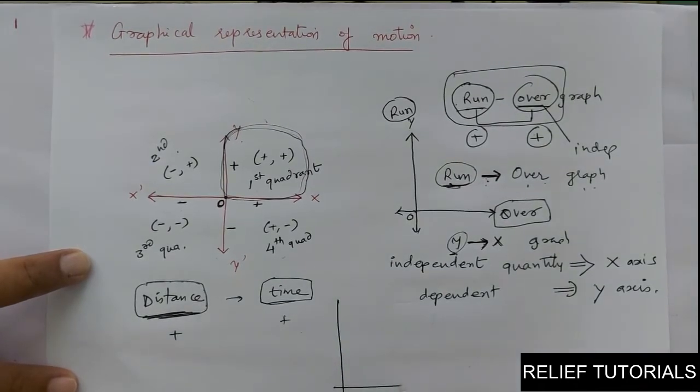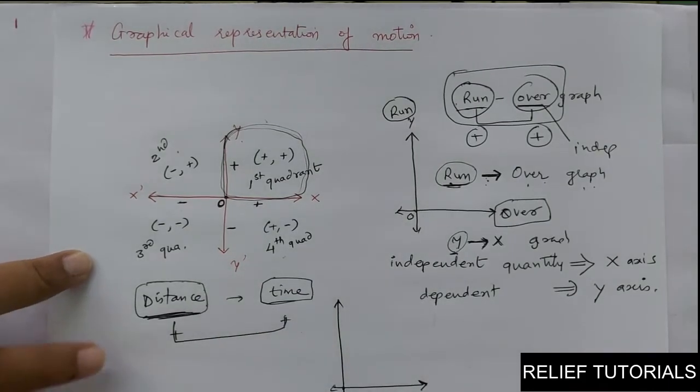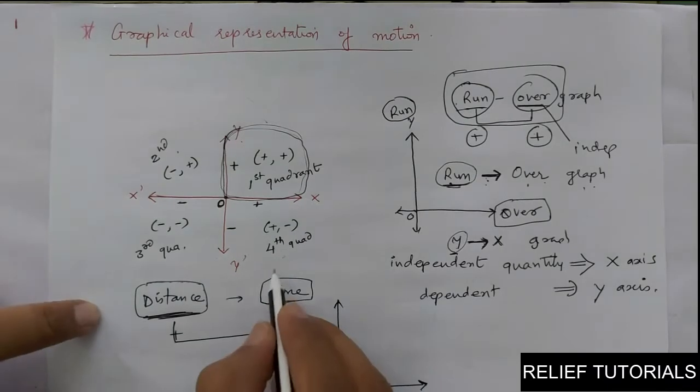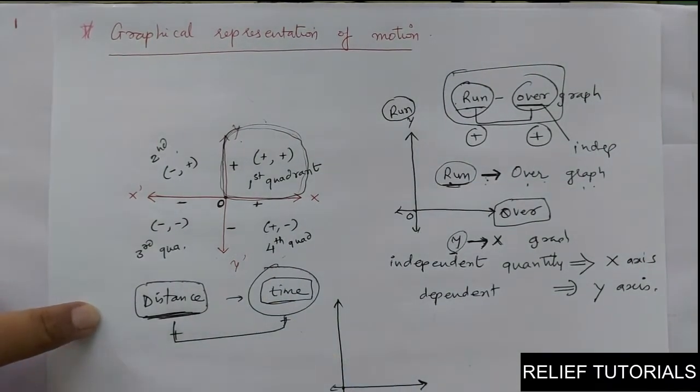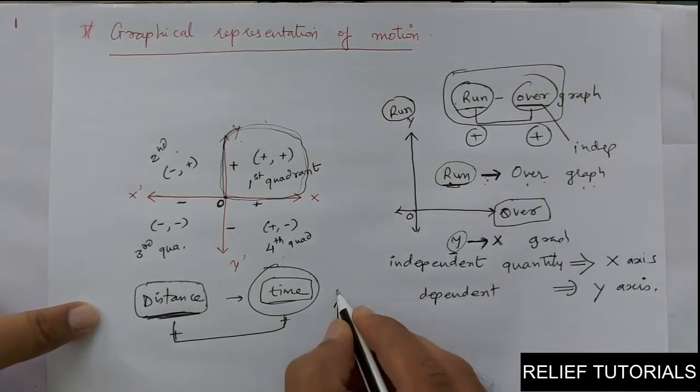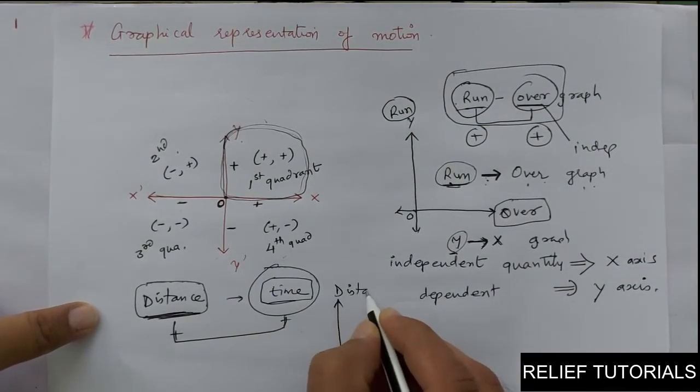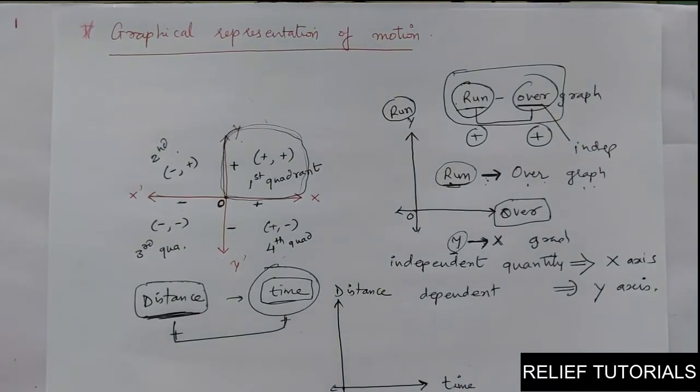Let us say this is the first quadrant. Here is the origin. Now out of these two, distance and time, which one is dependent and which one is independent? Obviously time is always independent. Time does not depend on anything. So time is represented on the x-axis and distance on the y-axis.